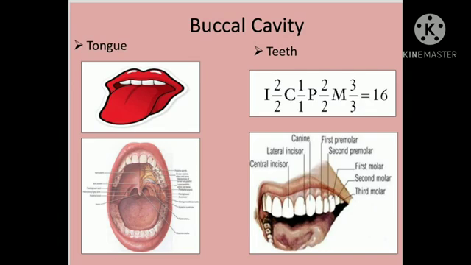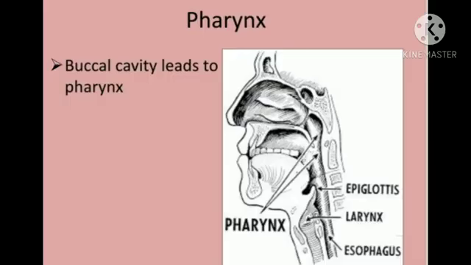Dentition. Dentition is defined as the study of teeth with respect to their number, arrangement, development, etc. All this is called as what? Dentition. Next is pharynx. Buccal cavity leads to pharynx. Pharynx is a common passage for food and air. Through pharynx, food passes and air also passes. Therefore, it is a common passage for both food and air.